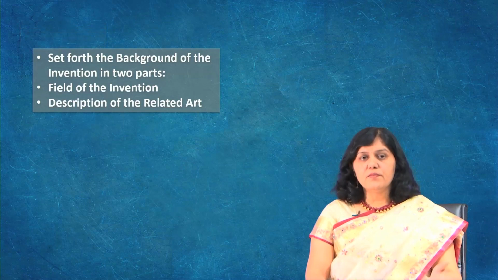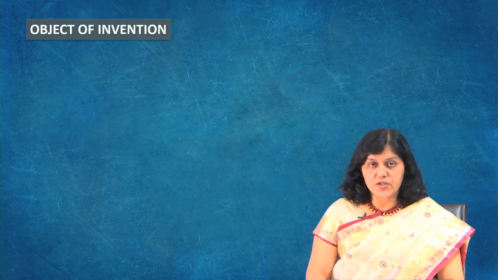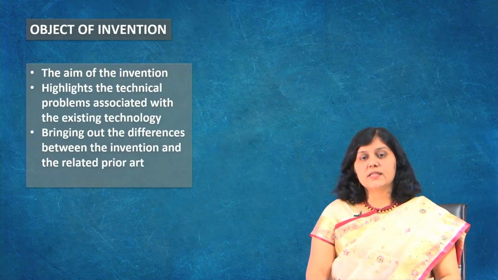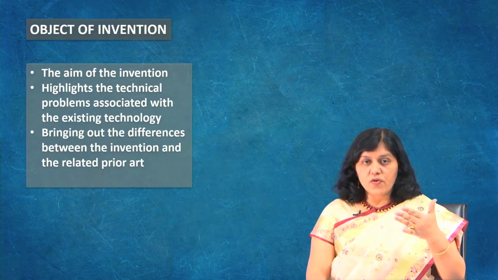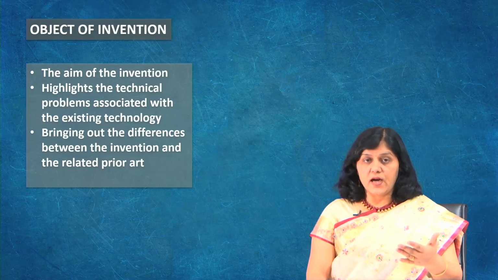So, this is what the background is. Then the next is the object of the invention. Here the information is given about the object of the invention. So, the list of objects which are considered are mentioned here.